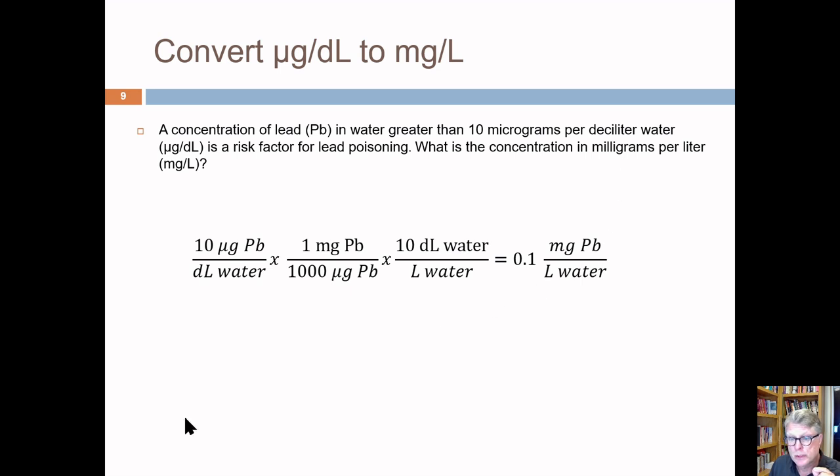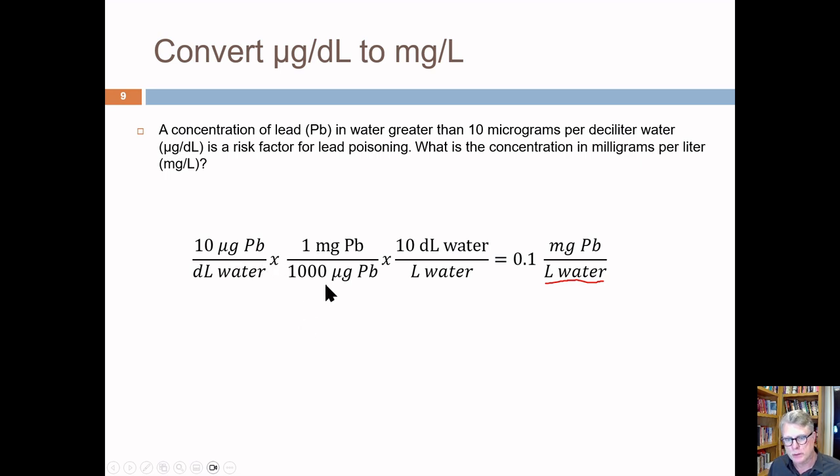So the next step, step 2, might be to write down these units so that we remember the units that we're striving to attain. All right. So if we do that, then we can look at our starting point, 10 micrograms of lead, and we look across to where we're headed. We want milligrams of lead. So we need to convert the micrograms of lead to milligrams.